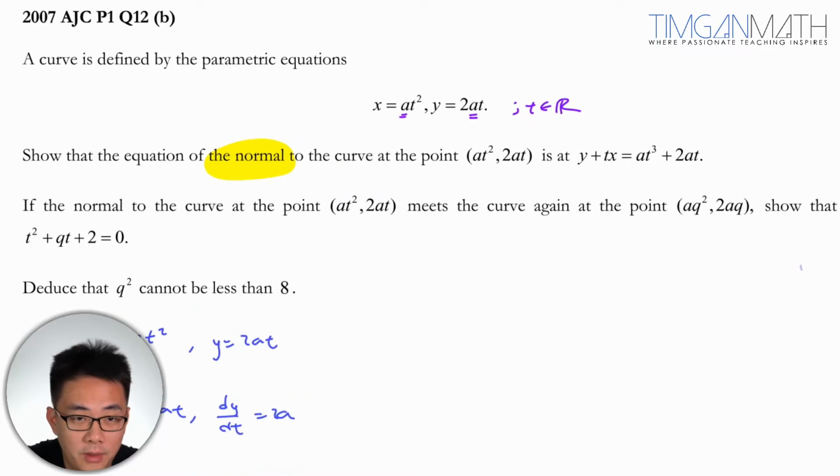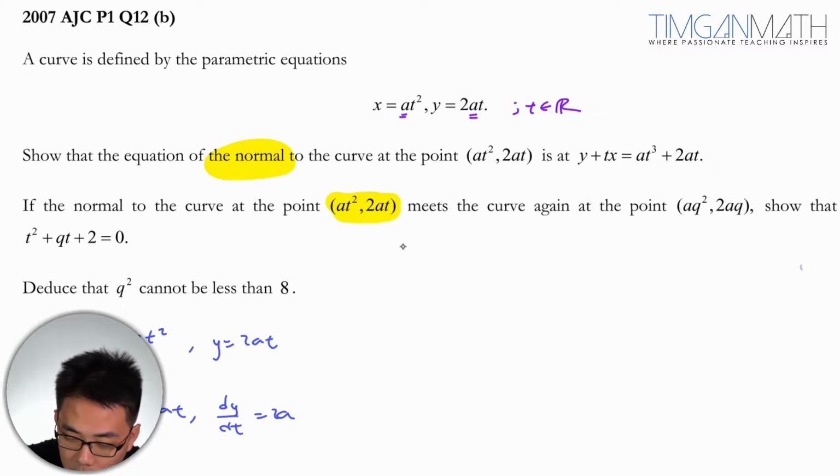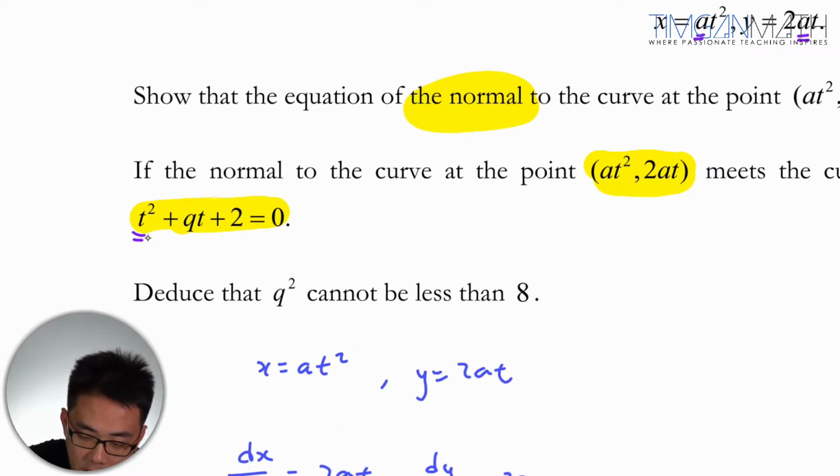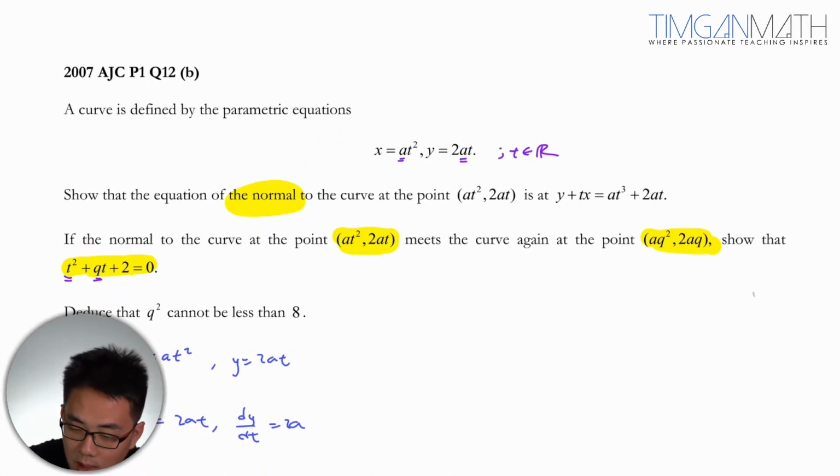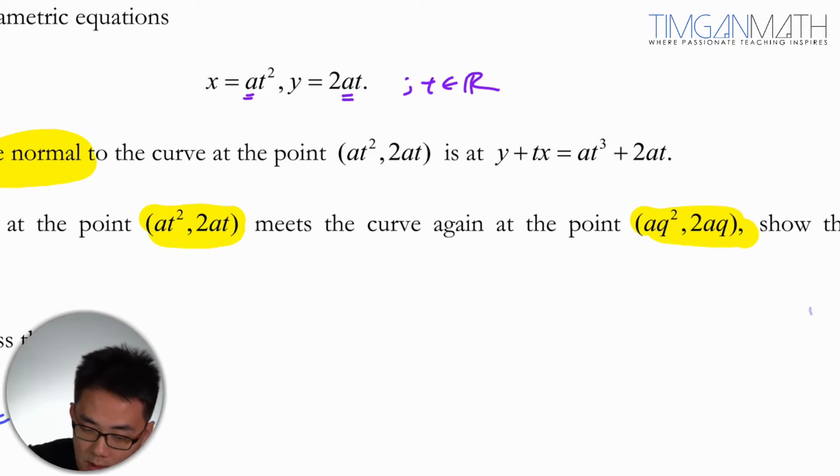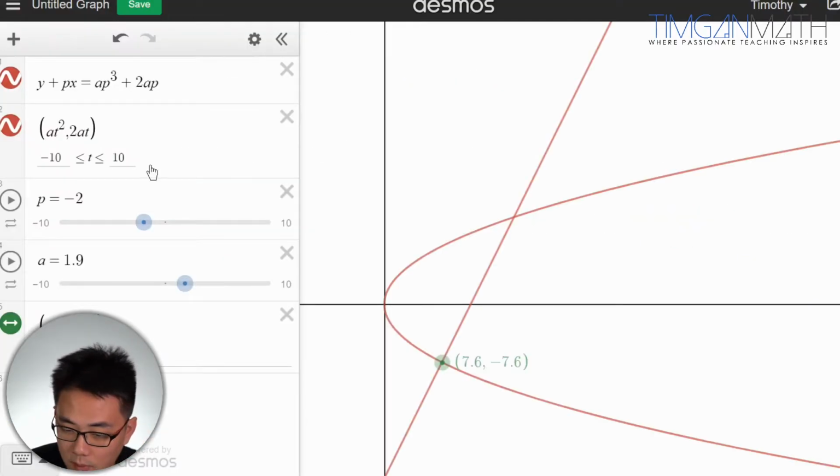So let's look at the subsequent part. If the normal to the curve at (t², 2t) meets the curve again at this point here, you're basically told to find the relationship between t and q. In other words, what I did was key in the equation of the normal that we found initially.